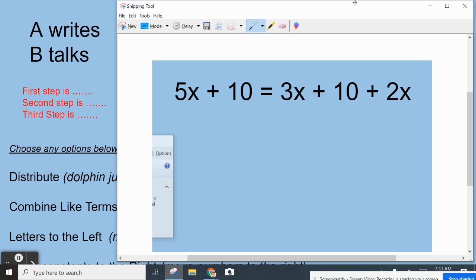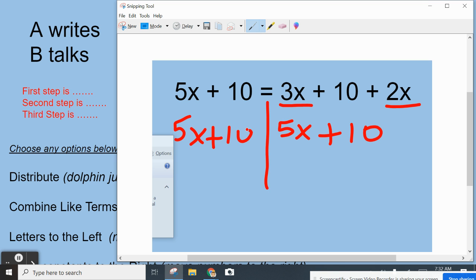We look at this one real quick. I look at this side. There's nothing I can do. There's no like terms on this side. But what about this side? There's some like terms I can deal with. So 3x and 2x are like terms. So I have 5x plus 10 equals now 3x and 2x is going to be 5x plus 10.